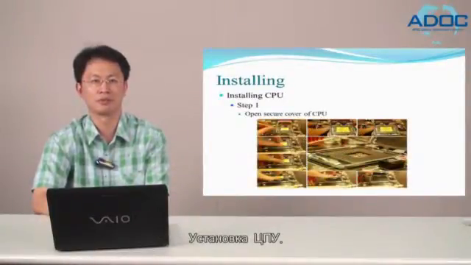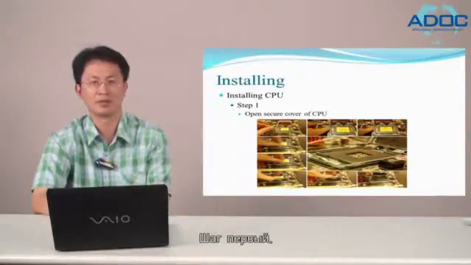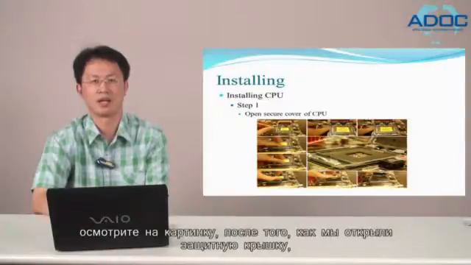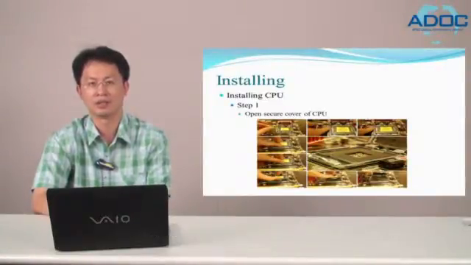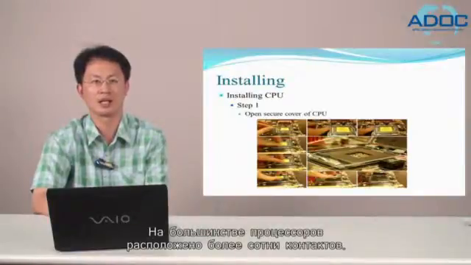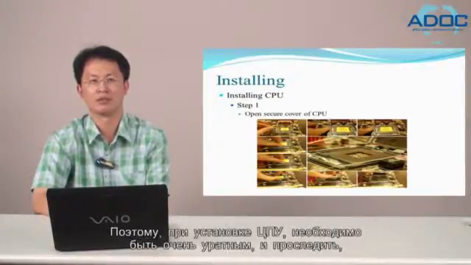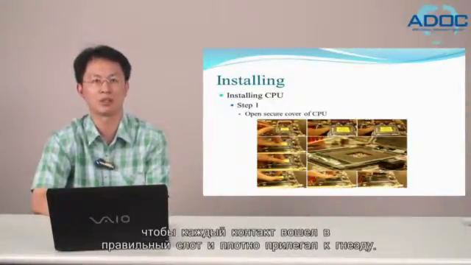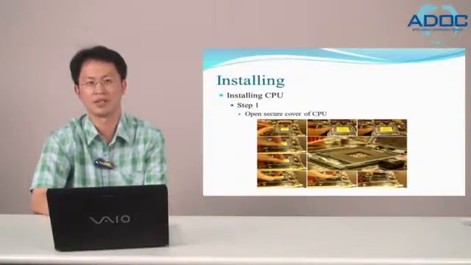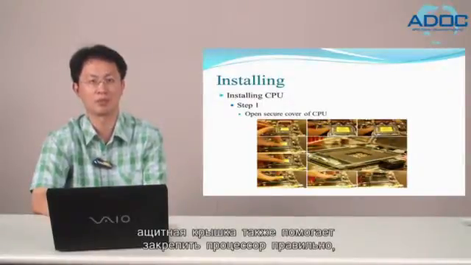To install a CPU, step 1. We need to open the secure cover of CPU on the motherboard. Look at the pictures. After we open the secure cover, we can see a socket where we should install the CPU to. Most CPUs contain more than 100 pins. So to install the CPU, we have to be gentle and make sure each pin goes to the correct slot and ties to the socket. And the secure cover helps to lock the CPU in the right position.